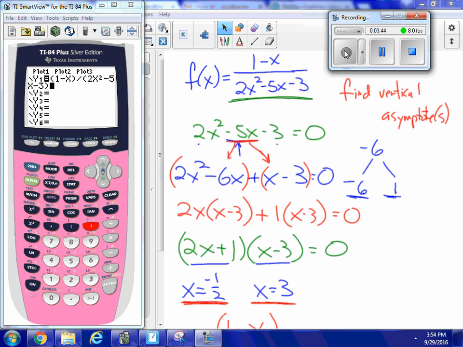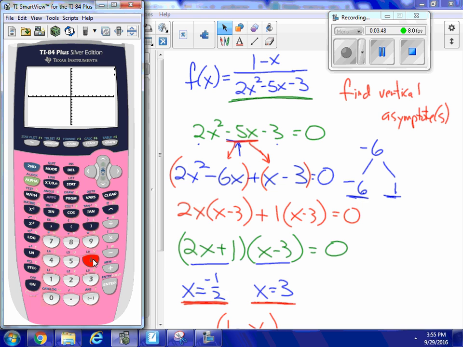So I've entered it into my calculator and I'm going to graph it. Zoom 6. And indeed, it looks like I have vertical asymptotes at negative 1/2 and at 3. Most of the action is happening concentrated towards the middle, so I'd like to change my window to be negative 4 to 4. I'll graph it then. Looks a little bit better. It's kind of hard to see what's going on in here. I'm guessing it's just going from negative to positive.